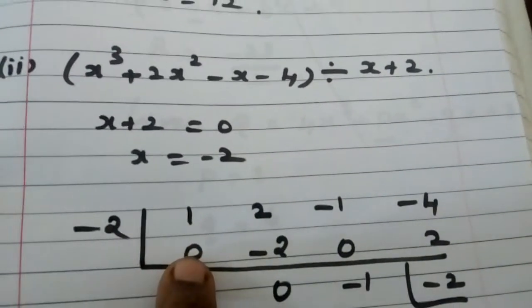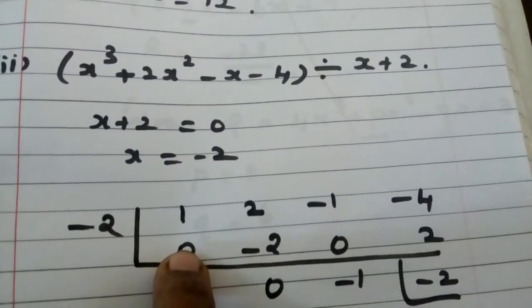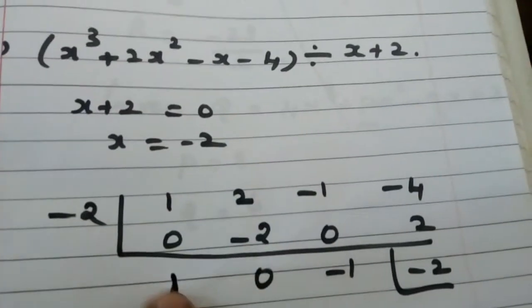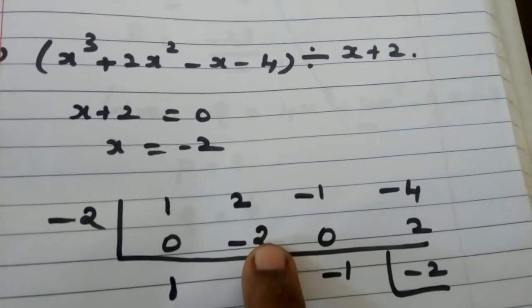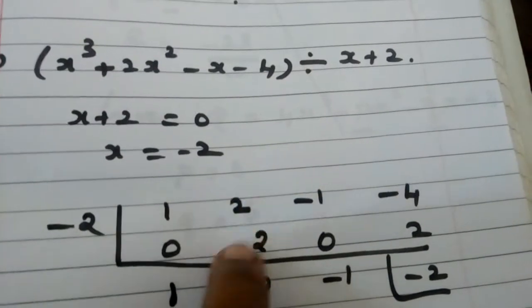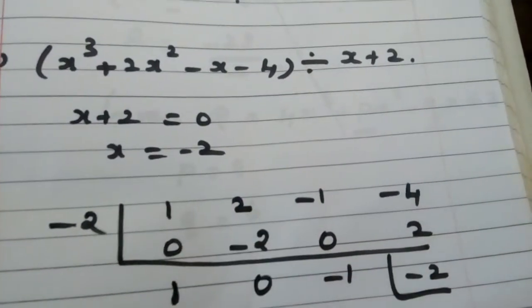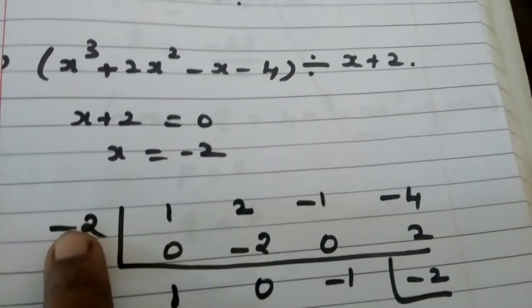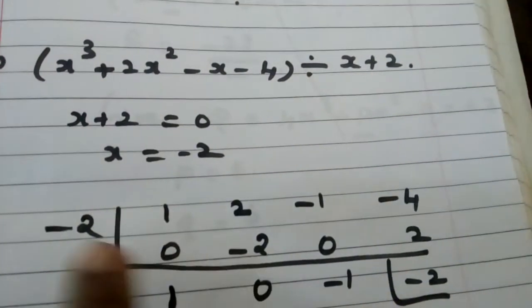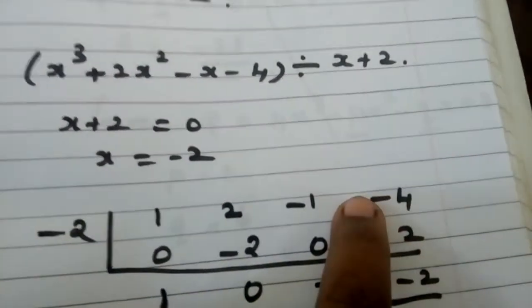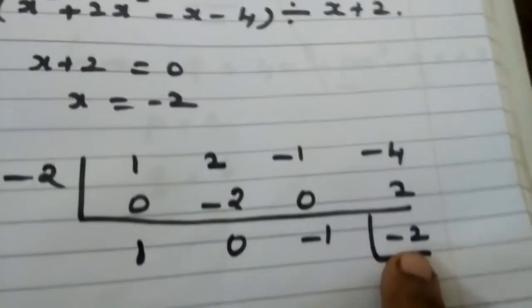So whatever values we have here, only those values we write here. Okay. Then first we always put 0. So 1 plus 0, 1. Then you multiply this by minus 2, so we write minus 2 here. And then you add: minus 2 plus 2 is 0. Then again 0 into minus 2 is 0. Again add it: minus 1. Minus 1 into minus 2 is 2. Then again you add, so you get the remainder as minus 2.